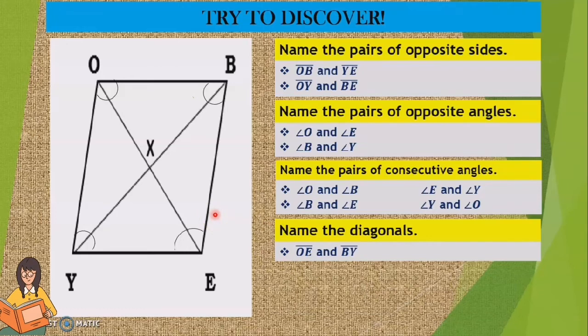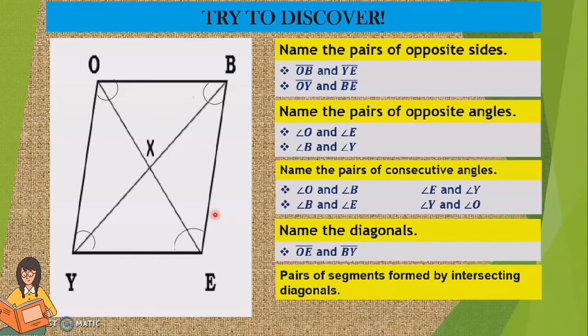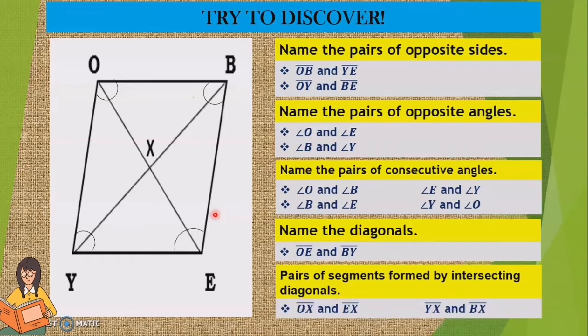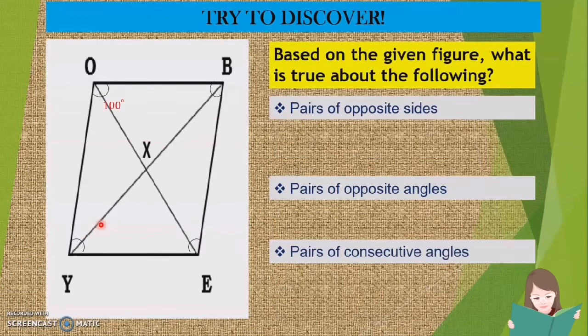Now, would you like to name the pairs of segments formed by these intersecting diagonals? Okay, so the first pair, you can have segment OX and segment EX, and the other pair would be segment YX and segment BX. Let us try to discover this time what is true about the following. Based on the given figure, what is true about the following?